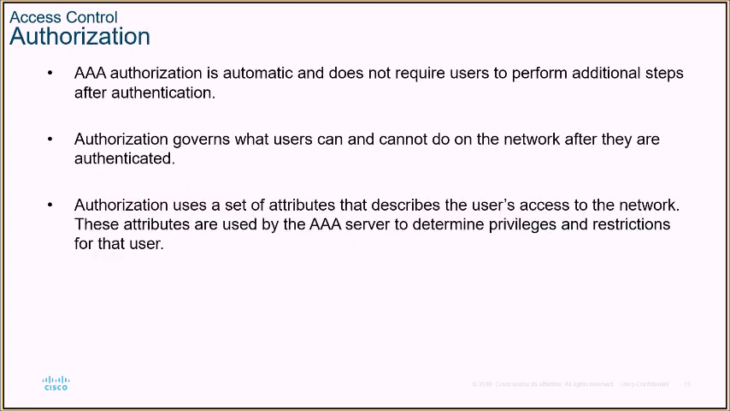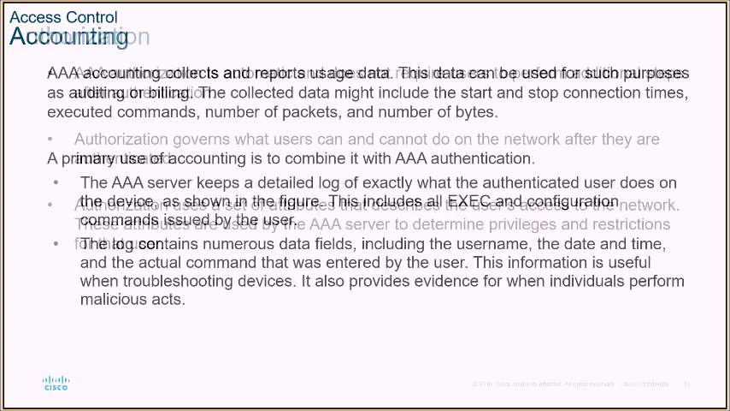So the authorization, of course, basically is controlling who's allowed to do what. And so basically it's automatic and does not require users to perform additional steps after authentication. Authorization governs what users can and cannot do on the network after they are authenticated. Authorization uses a set of attributes that describes the user's access to the network. These attributes are used by the AAA server to determine privileges and restrictions for that user.